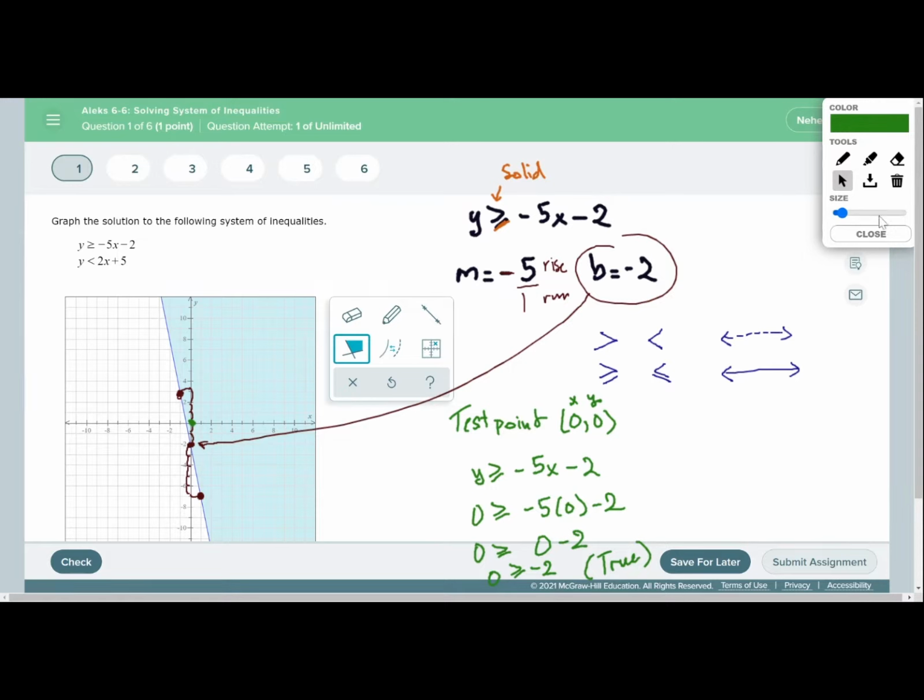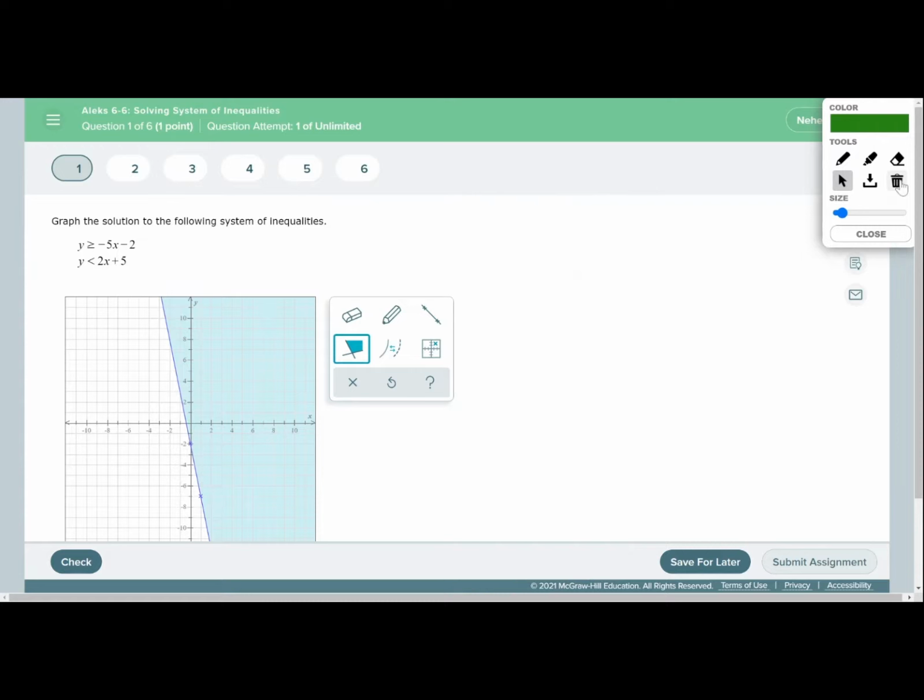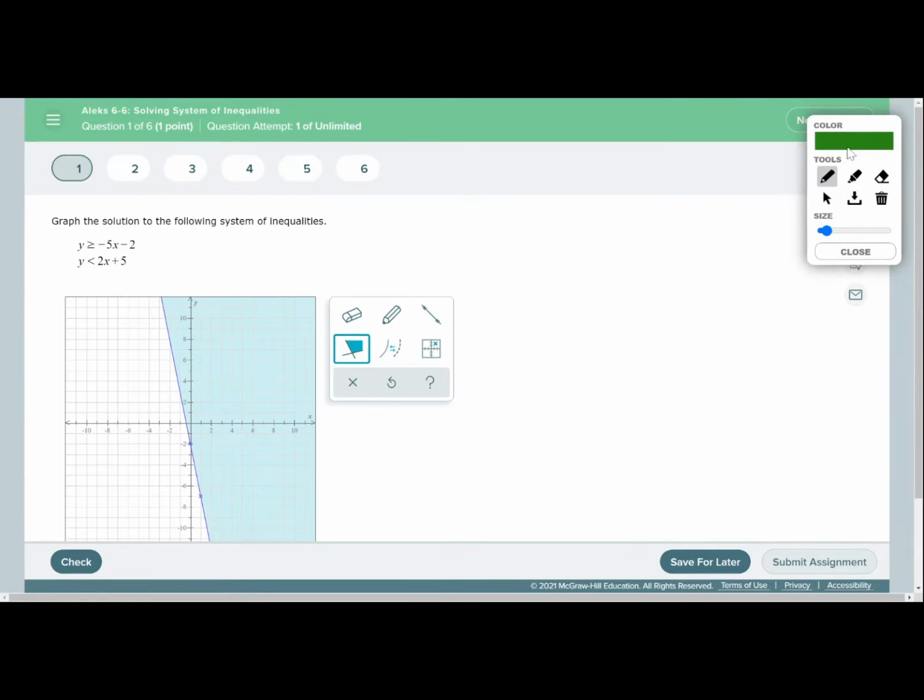Okay, so that is just for one line. Now I'm going to go back and graph the second line. I'm going to clear this and erase. The second inequality we have is y less than 2x plus 5. We pull out m and b. m is 2, b is 5.